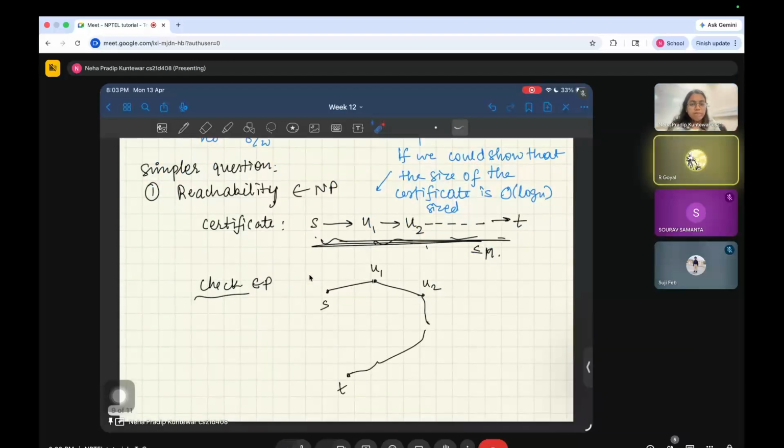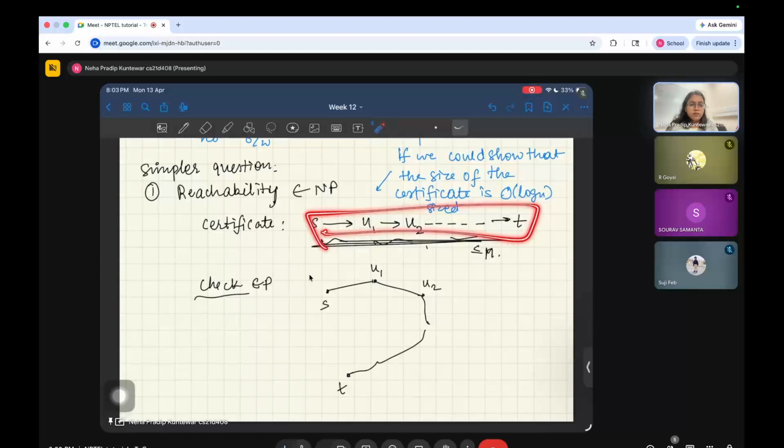So I can keep the counters instead of storing, let's say, S to whichever vertex and whichever state I am reaching from the starting. I will just keep that counter value, and to store the counter I would require logarithmic space. So you don't need this entire certificate upfront. I don't need to tell you this whole thing.